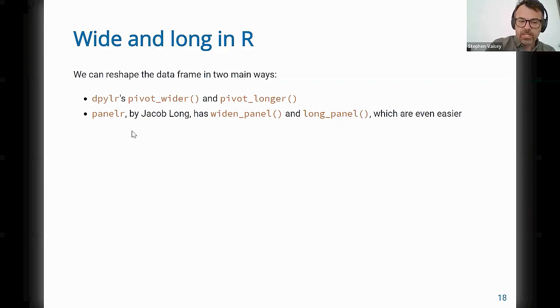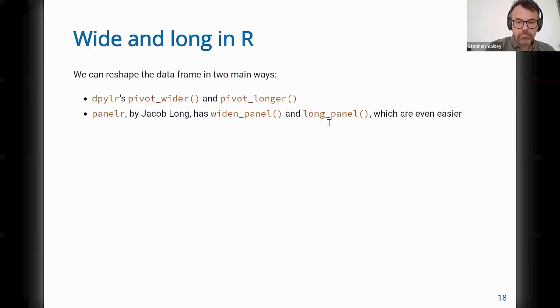This package PanelR has widen panel and long panel, which are actually way easier to use than even pivot wider and pivot longer. And so I'm going to show you how to use those as well, which will enable you to really easily go back and forth between wide form and long form. Now, some people might want wide form data for structural equation modeling. That'd be the one contemporary situation where people would want wide form data, if they're doing SEM. Many of you, in fact most of you, won't be doing SEM. We'll talk a little bit about SEM at the end of the course. But there are commands now that enable you to do SEM on long form data. So we're not going to spend too much time directly on structural equation modeling.